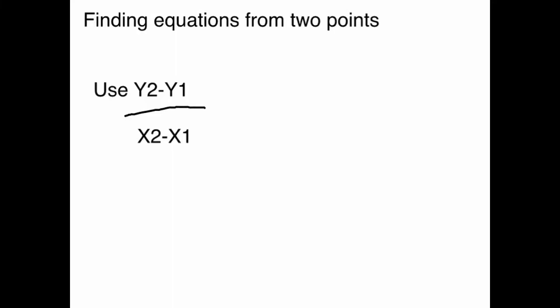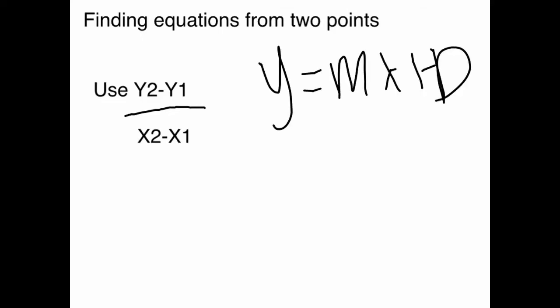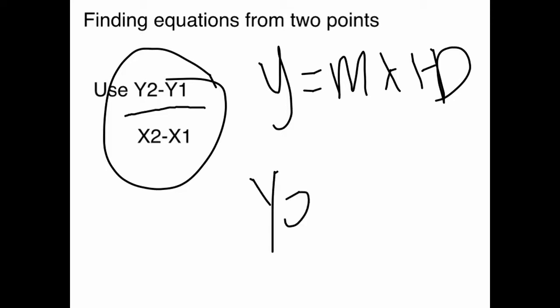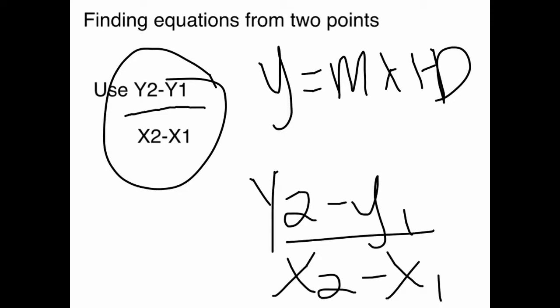Alright guys, we need to remember how to find equations from 2 points. We always want to get equations in the form y equals mx plus b. I'm going to use my formula change in y over change in x, which is the same as y2 minus y1 over x2 minus x1.